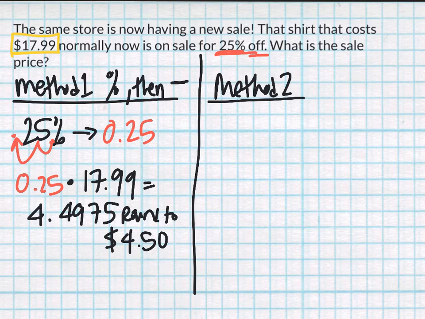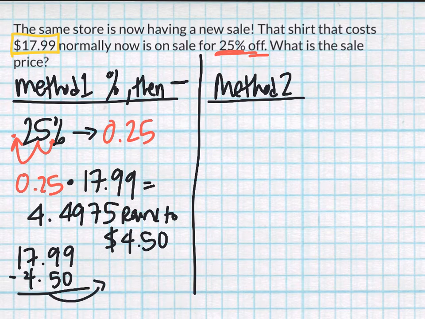Is this the sale price? No, this is the amount that's coming off the original price. So now, to find my final answer, I'm going to subtract 4.50 from $17.99. So when I subtract 4.50 from $17.99, I'm going to get $13.49.